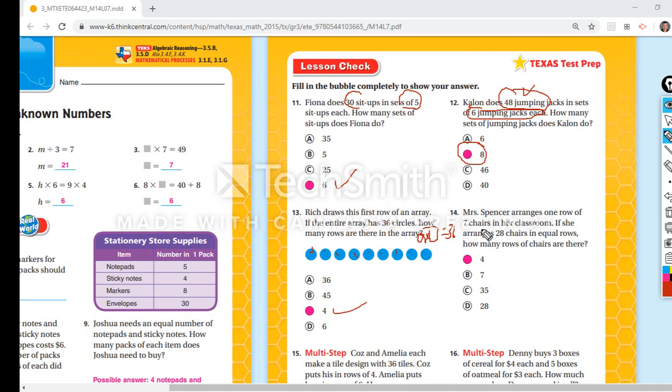Mrs. Spencer arranges one row of 7 chairs in her classroom. If she arranges 28 chairs in equal rows, how many rows of chairs are there? So I got my numbers here. 28 divided by 7 equals 4. So we divide the number of chairs. There are 7 in each row, so you would have 4 groups of those.